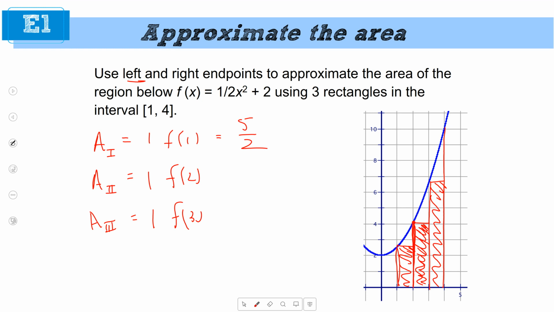Are we good? Okay. f of 2 is 4 times 1/2, which is 2, plus 2, which is 4. And then f of 3 is 9 halves plus 2, which is 13 halves. But where did you get this 1 in the beginning? That's delta x, 4 minus 1 divided by 3. Okay. 5 halves plus 8 plus 13 halves gives 26 halves, 13.